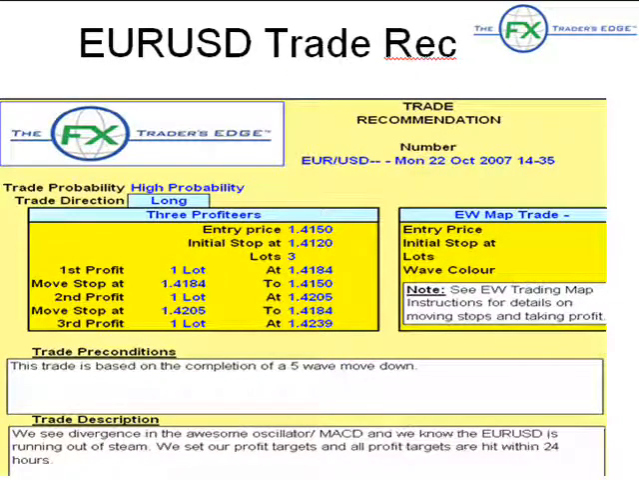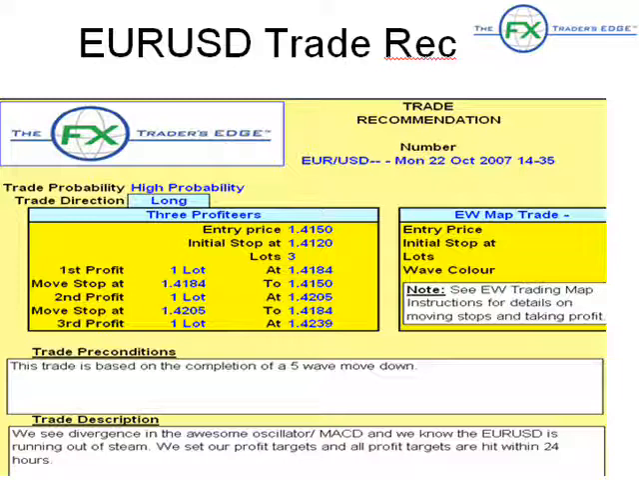The trade setup was a buy at 141.50 in the euro with a stop at 141.20. The three profit levels that we targeted were 141.84, 142.05, and 142.39. Again, this trade is based on the completion of a 5-wave move down. We see divergence in the Awesome Oscillator or the MACD, and we know the euro is running out of steam. We set our profit targets, and all profit targets are hit within 24 hours.